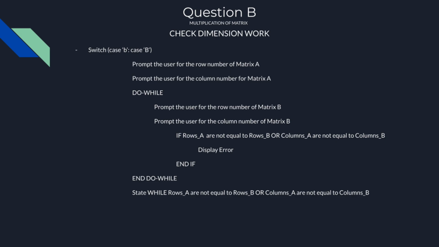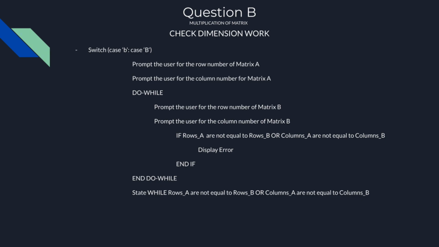Now on this slide, as you can see, check dimension work. What it means is we're going to be checking the dimensions of the two matrices we need for the multiplication to see if we can continue running the program after we are given the values of both matrices. In this case, I use a switch for each of my options. In case B, the first thing I do is prompt the user for the row number and column number of matrix A.